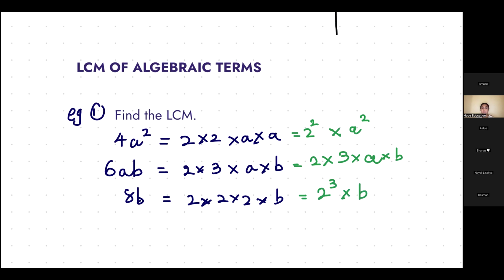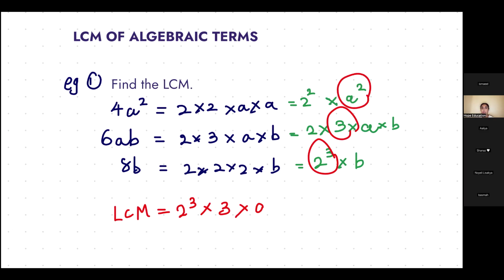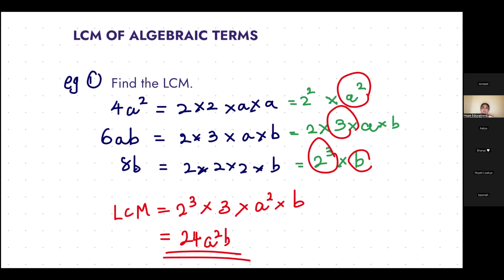So LCM, we just take the highest power of every factor. The highest power of 2 is 2 to the power 3. The highest power of 3 is just 3. The highest power of a is a squared. And the highest power of b is just b. So 2 to the power 3 means 2 times 2 times 2, which is 8. 8 times 3 is 24. Then LCM is 24a squared b. Did you all understand this?